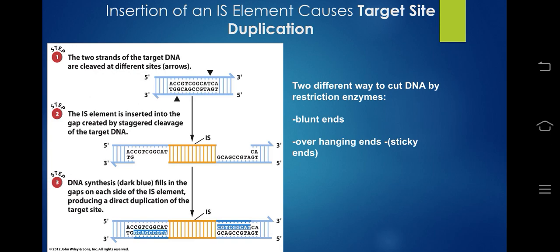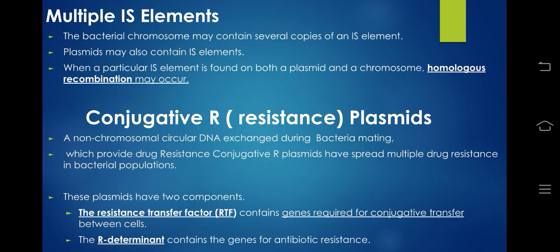The two strands of the target DNA are cleaved at different sites, shown by arrows. The IS element is inserted into the gap created by staggered cleavage of the target DNA. DNA synthesis, dark blue color, fills in the gap on each side of the IS element, producing a direct duplication of the target site. There are two different ways to cut DNA by restriction enzymes: blunt ends and overhanging ends, sticky ends.